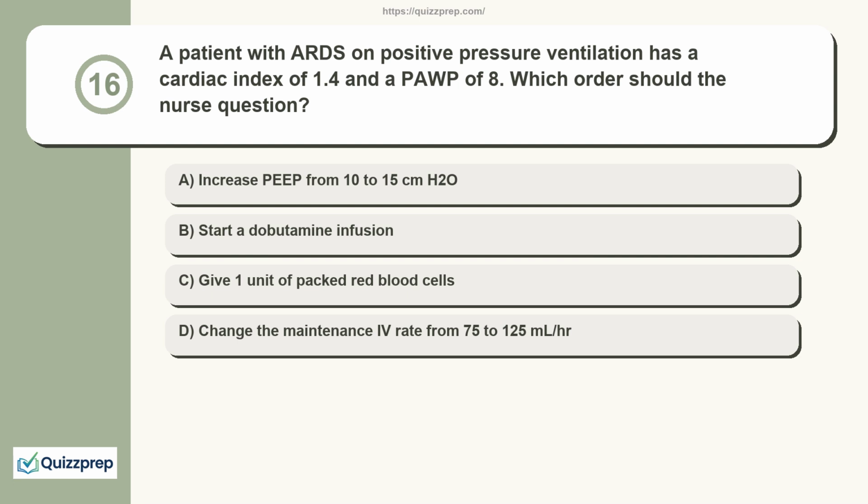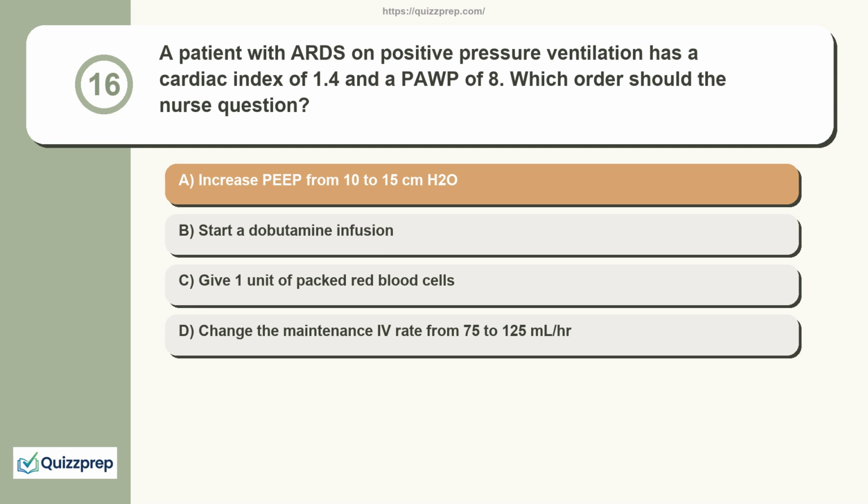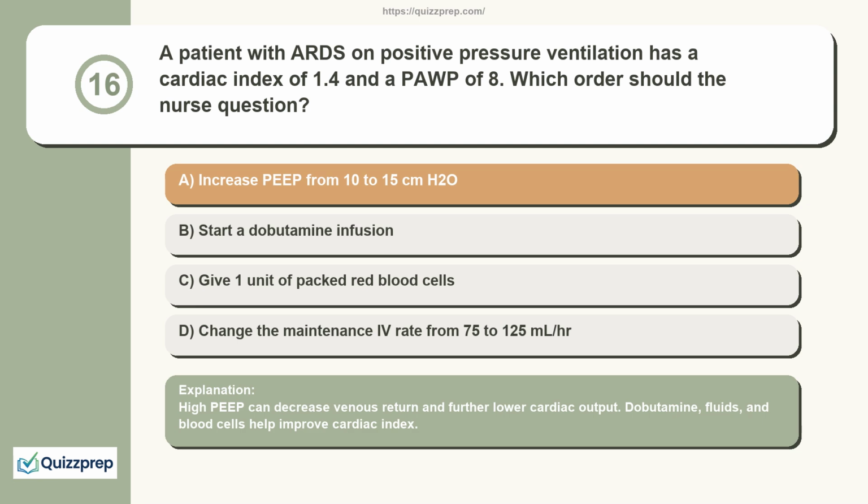Question 16. A patient with ARDS on positive pressure ventilation has a cardiac index of 1.4 and a PAWP of 8. Which order should the nurse question? Increase PEEP from 10 to 15 cm H2O. Start a dobutamine infusion. Give 1 unit of packed red blood cells. Change the maintenance IV rate from 75 to 125 ml/hr. High PEEP can decrease venous return and further lower cardiac output. Dobutamine, fluids, and blood cells help improve cardiac index.